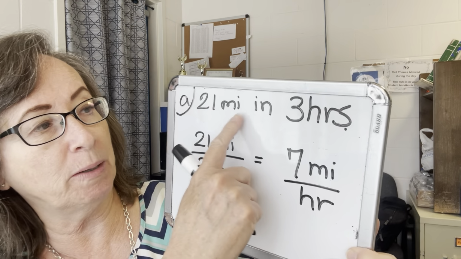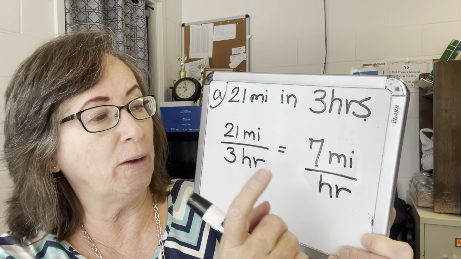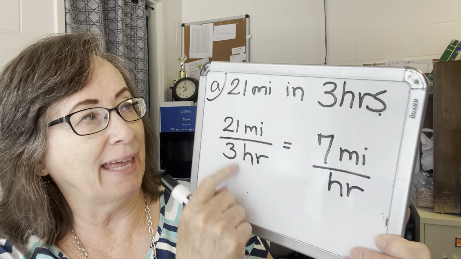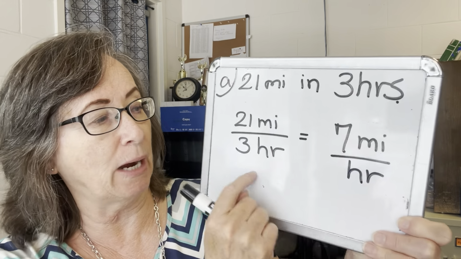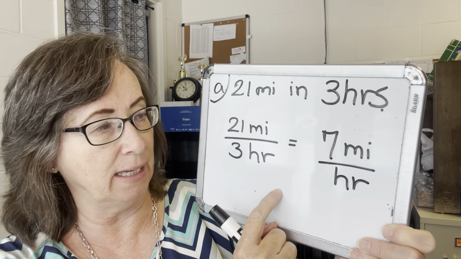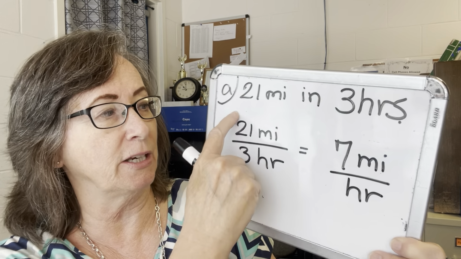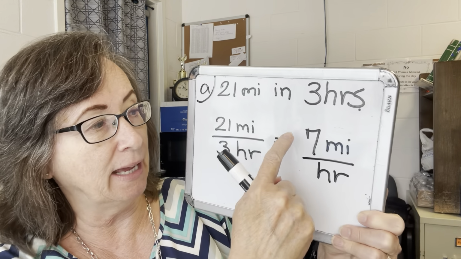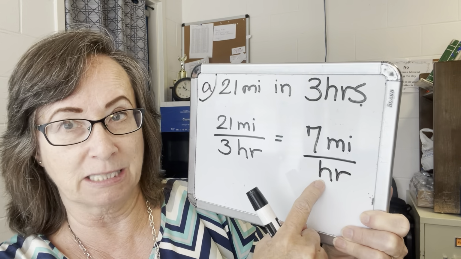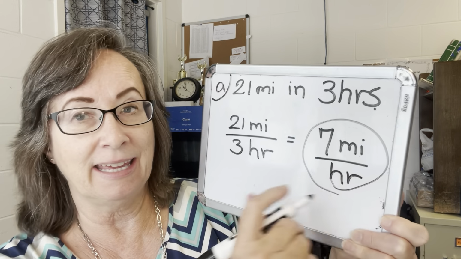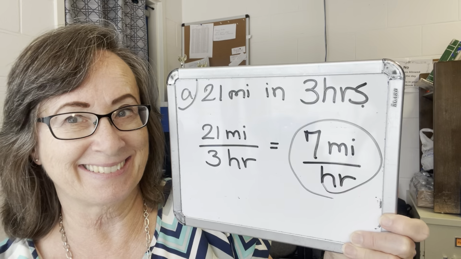Okay, so 21 miles in 3 hours. We want miles per hour. They gave us 21 miles in 3 hours. So first we write it that way, but we want a 1 in the denominator, not a 3. So we're going to divide the top and the bottom by 3 and get 7 miles per hour. And that is her average rate.